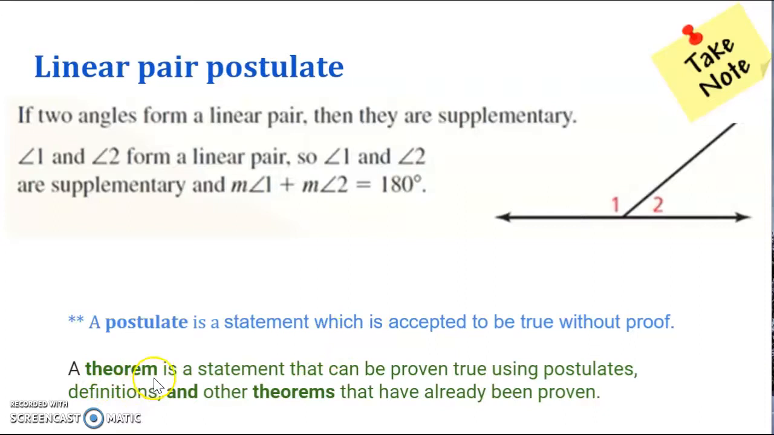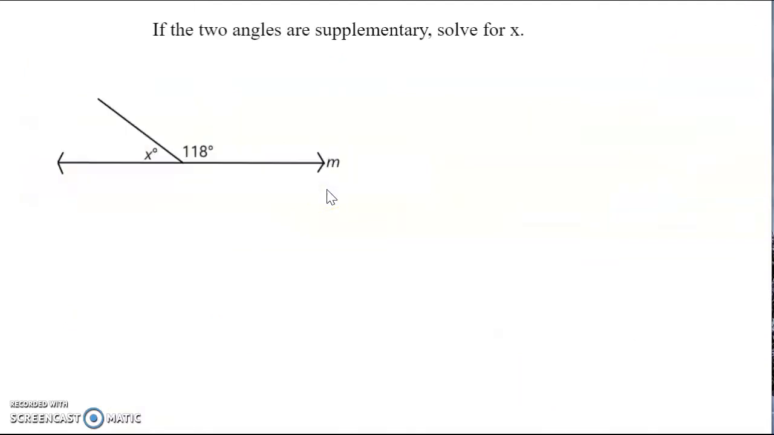In contrast, a theorem is a statement that can be proven true using postulates, definitions, and other theorems that have already been proven. So we're going to go into some examples of other theorems, but you should take notes on this first part of the note that says linear pair postulate.